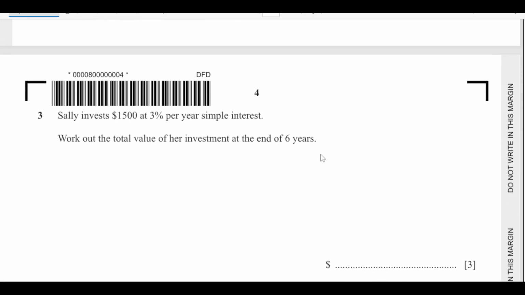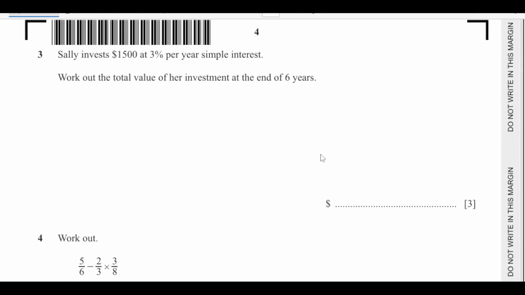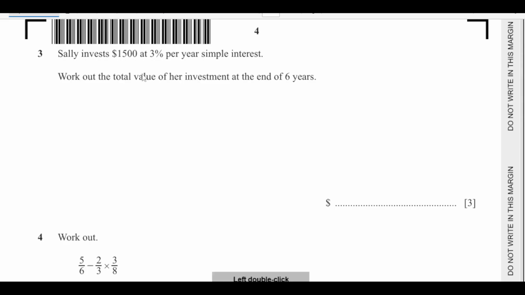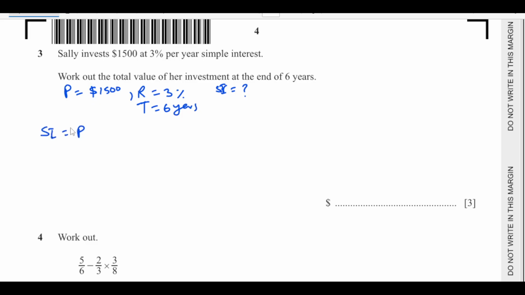Now, the next one: Sally invests $1,500 at 3% per year, simple interest. So the principal amount P is $1,500, the rate of interest is 3%, and we are looking for the simple interest at the end of 6 years, so time is 6 years. We will use the formula of simple interest, which is P R T over 100. So P is 1,500, R is 3 and T is 6, over 100.